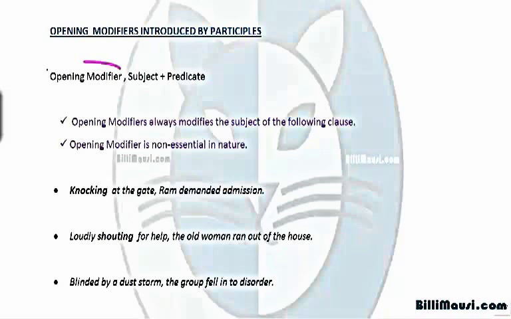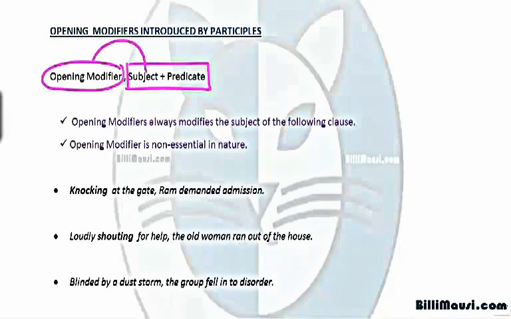We have an opening modifier, a subject, and a predicate. Whenever we have an opening modifier introduced by a participle, the opening modifier will modify the subject or tell us more about the subject of the following clause. Opening modifiers always modify the subject of the following clause. An opening modifier is non-essential in nature. So that means that if we remove the opening modifier, we can still make sense of the entire statement.